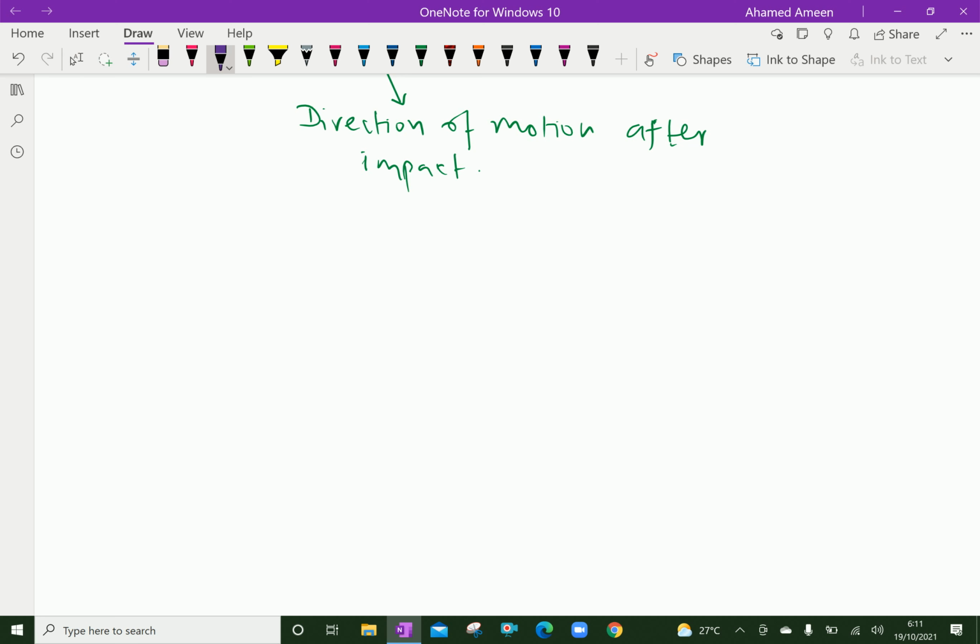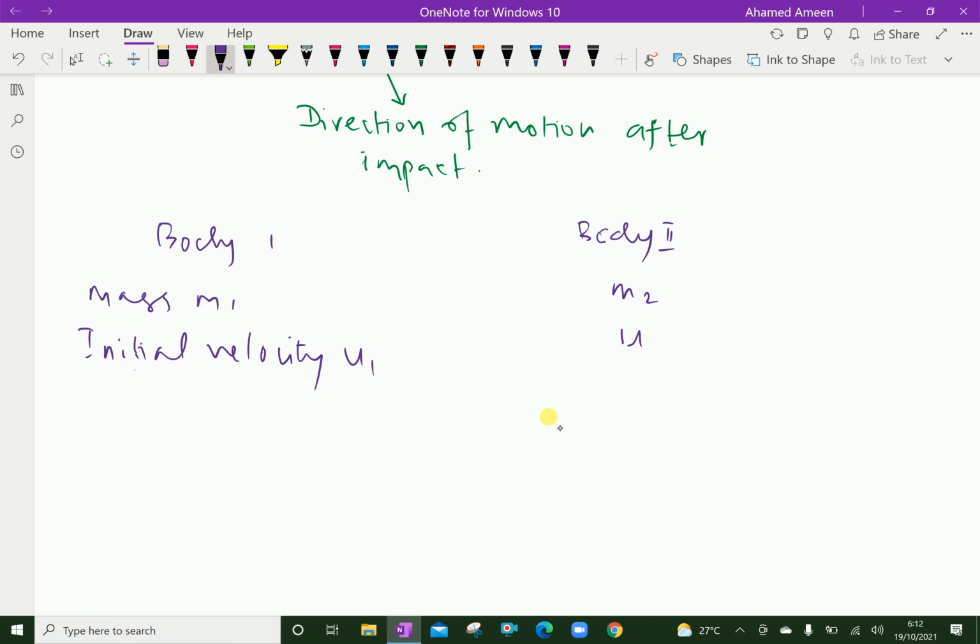Here is body 1 and body 2. The mass of body 1 is m1. The mass of body 2 is m2. The initial velocity of the first body is u1. The initial velocity of the second body is u2.